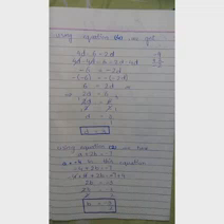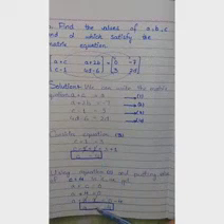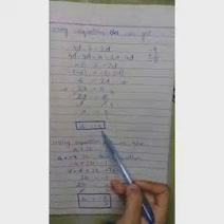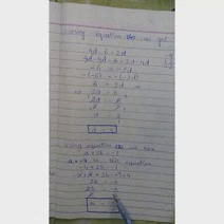Now these are the values which we have to find. c is equals to 4, a is equals to minus 4, d is equals to 3, and b is equals to minus 3 by 2. Now this is the solution of question number 3.